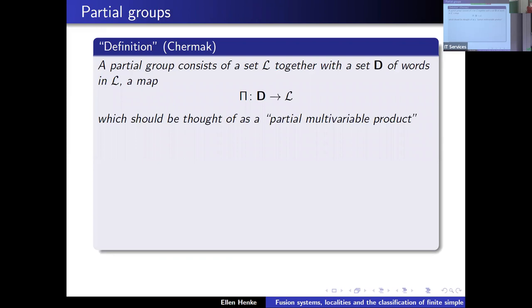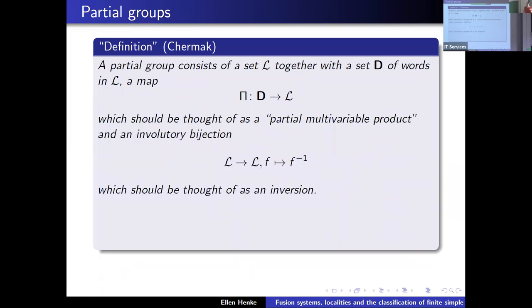Okay, so the next thing I want to introduce are localities, but they are special cases of partial groups. So I'm going to start with that. If we think of a group, we could also think of it as a group with a multivariable product. So we have a product defined on every word in the set, which we usually call G. Now a partial group is a set L together with a set D of words in L on which a product is defined. The product is denoted by pi. That's a map from D to L, and it's a kind of partial multivariable product.